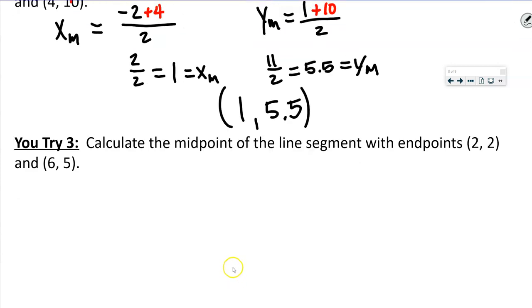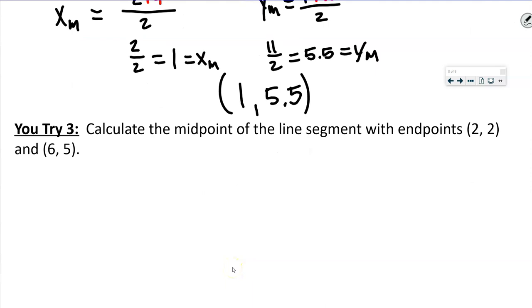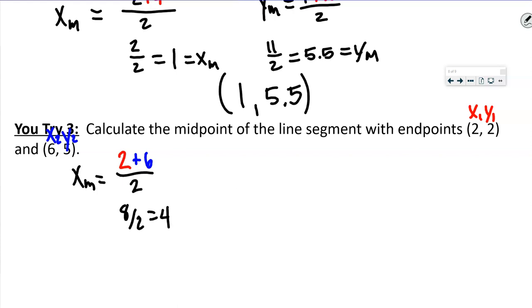All right, let's see if you guys can do this here. So again, add the 2 points together, divide by 2. Okay, so here we go again. x1, y1, x2, y2, right? So we're going to add 2 plus 6, divide that by 2. That's going to be our x midpoint, right? So that's going to be what? 8 divided by 2, which is equal to 4.